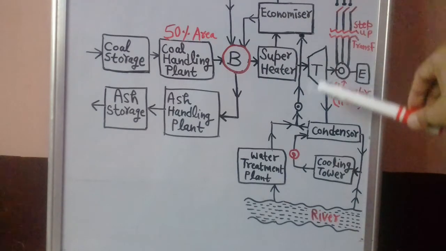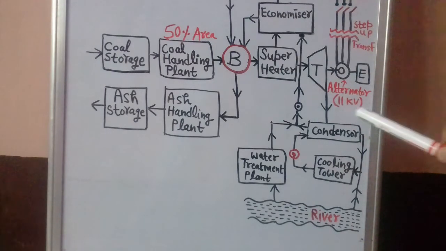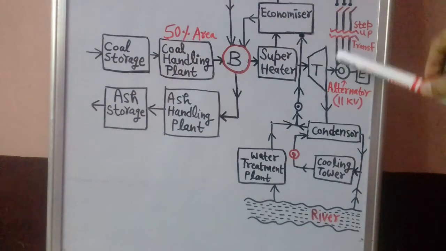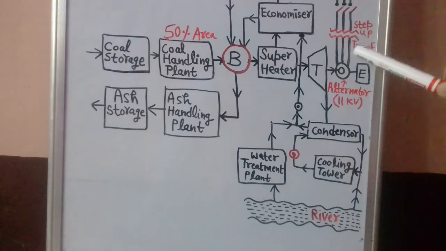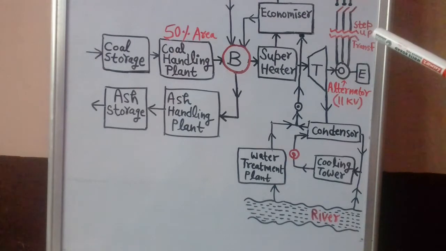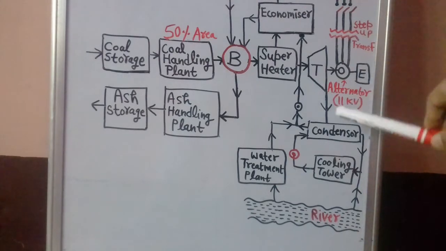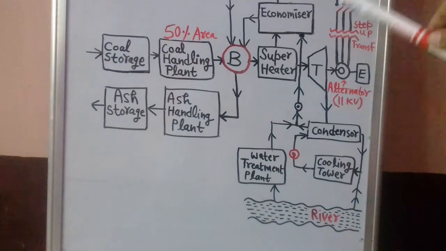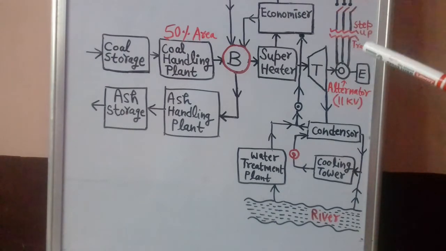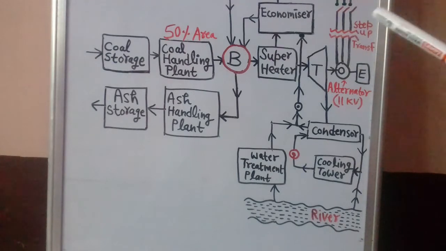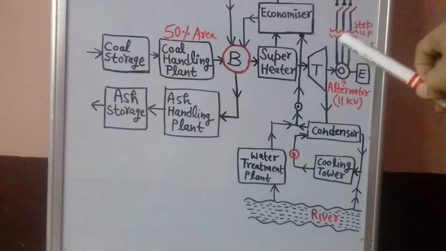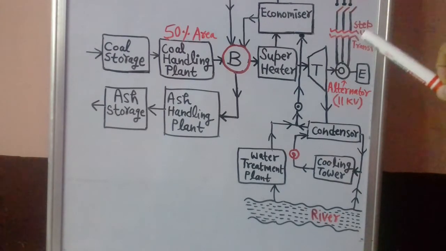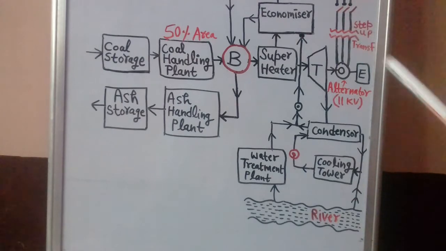So once the electrical energy is generated at 11 kilovolts, which is the standard AC power generation voltage in our country, then we need to transmit this power at higher and higher voltages, right? So we need to step up this voltage to a high value, from 11 kV to 220 kV, or 400 kV, or 765 kV, or like that. These are some of the standard transmission voltages. We transmit the power at higher and higher voltages because we want to reduce the transmission losses primarily, right?